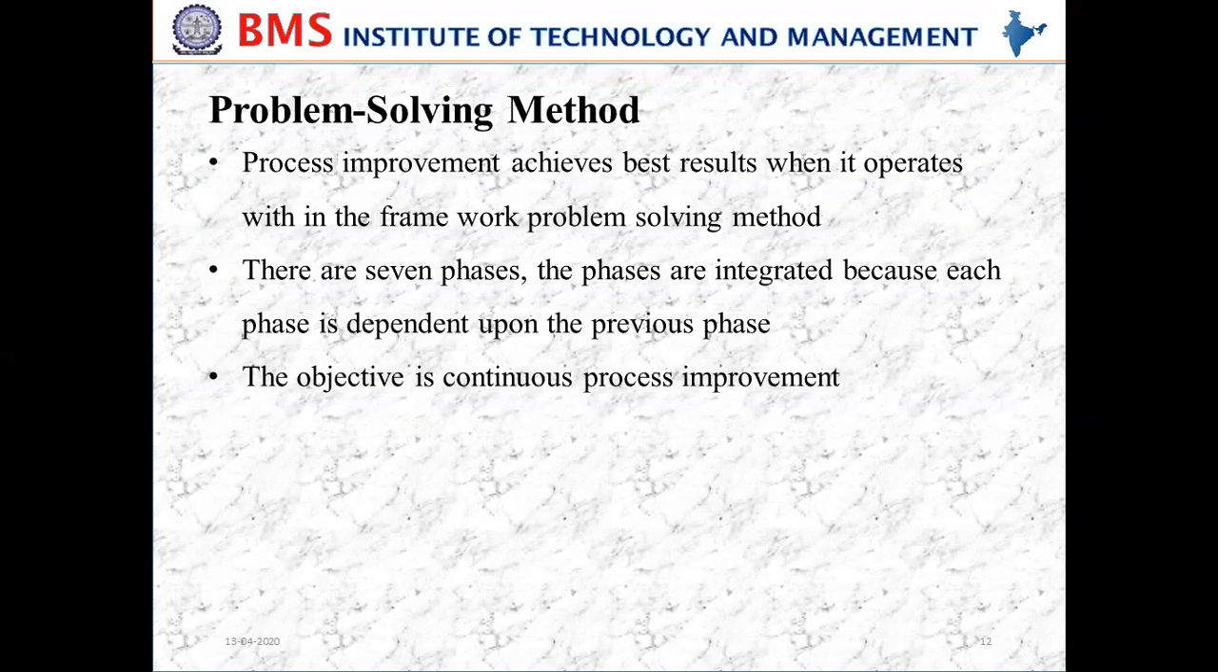So what is this method? It consists of seven phases. Those phases are integrated because each phase is dependent upon the previous phase, which means all phases are interlinked. So what is the objective of this problem solving method? As I told you, when I use this problem solving method, we can achieve the best results in process improvement. So the objective of this problem solving method itself is continuous process improvement.